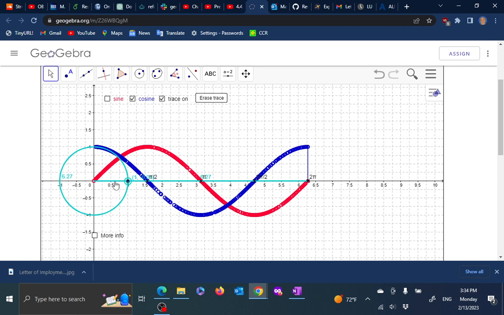Graph of sine and cosine are shifted versions of each other, meaning if you take the red and shift it, you get the blue, or if you take the blue and shift it, you get the red. We are going to see that shortly. So let's go back to our problem.